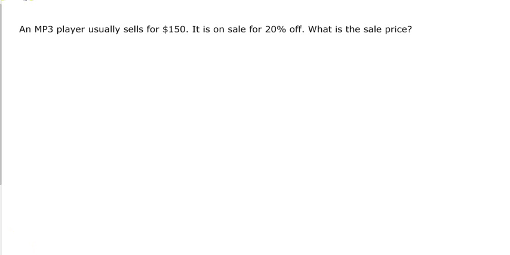An MP3 player usually sells for $150. It is on sale for 20% off. What is the sale price? So if it sells for this amount, that means this is the whole thing. If it's on sale for 20% off, that means I have my percent, which means I'm missing my part. So the discount is going to be my part. And they're asking me for the sale price.